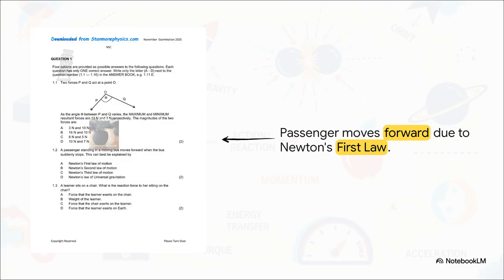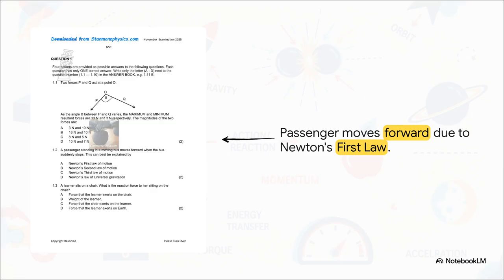If we look at question 1.2 from the November 2025 KZN paper, we see this exact concept in action. The question asks why a passenger standing in a moving bus lurches forward when the bus suddenly stops. Well, like we just talked about, this is a direct textbook application of Newton's first law of motion. The bus gets a net force from the brakes, but the passenger doesn't, so their body simply continues in its state of forward motion.